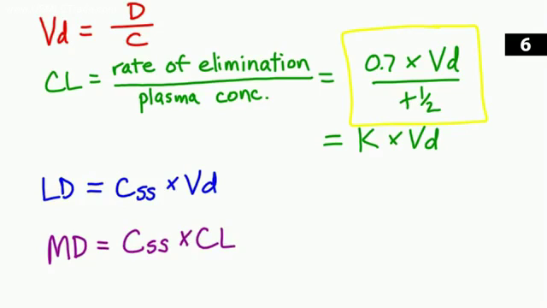So the equation for the maintenance dose is the steady state concentration times the clearance. It makes no difference how big the patient is or what the volume of distribution is. Maintenance dose is not determined by the volume of distribution. It's determined entirely by the clearance. So those are the 4 equations you definitely need to know for your test: volume of distribution, clearance, loading dose, and maintenance dose. If you know those, you should be in good shape.